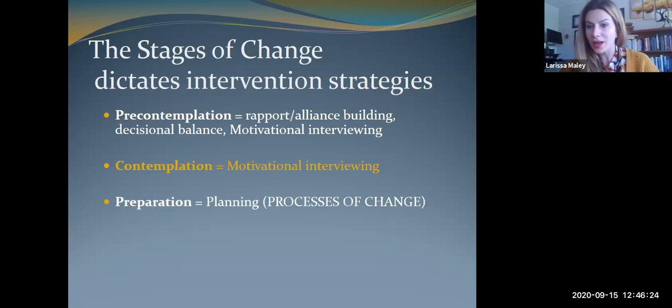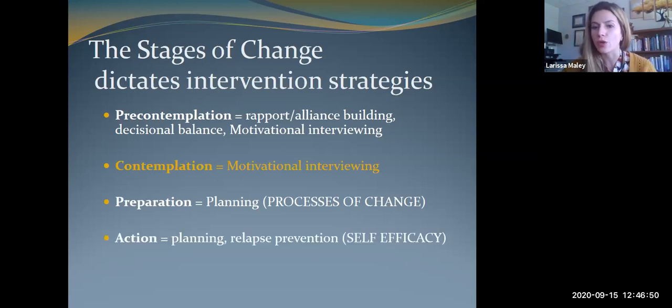Preparation, you no longer need MI because they're already bought in. They've already decided and they've jumped on the side of the fence of making the change. Now they just need to do some planning. So this is solution-focused planning. And nine times out of ten, most folks don't need much help with this. They already know what to do. It's pretty concrete. So preparation is really just being supportive and listening and helping them think through the details or the barriers of whatever their plan is and making sure that it's in a SMART goal format.